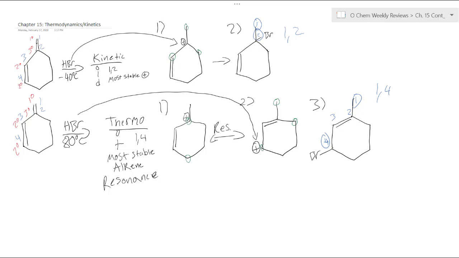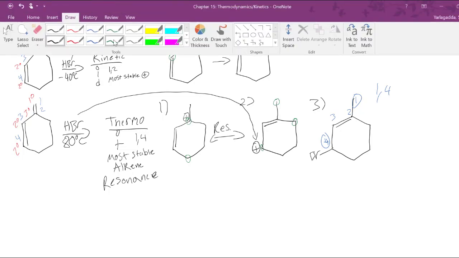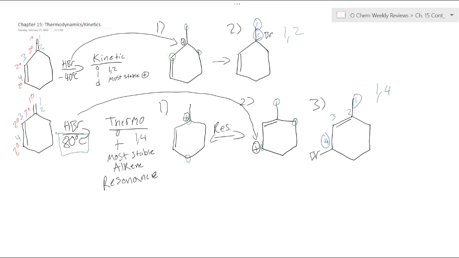It's pretty straightforward. You just have to be careful about the temperature, because this is the only thing that will differentiate between kinetic and thermal. And then here's the most important differences between the two. Alright? So fairly straightforward. Now lastly, we are going to talk about Diels-Alder.